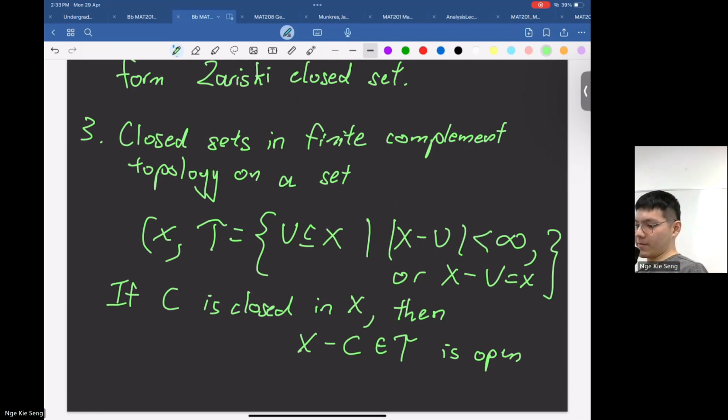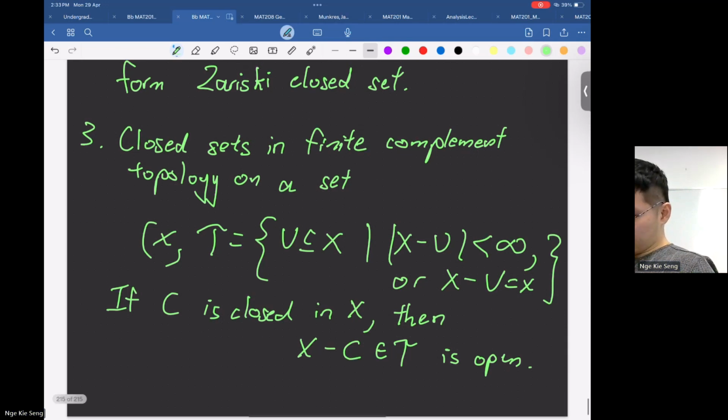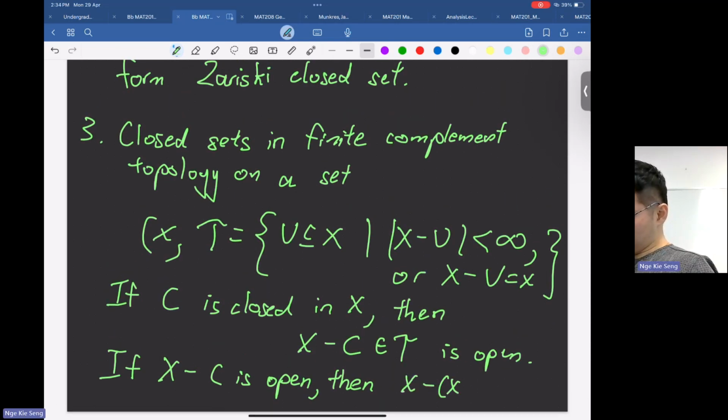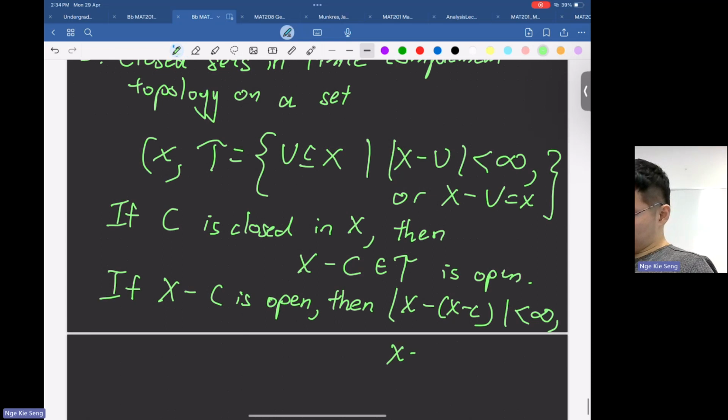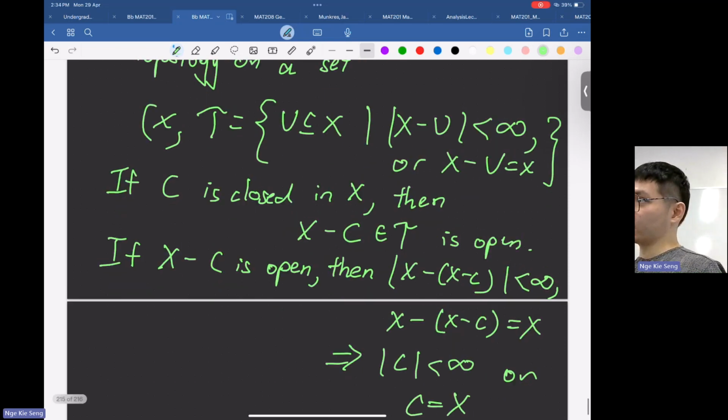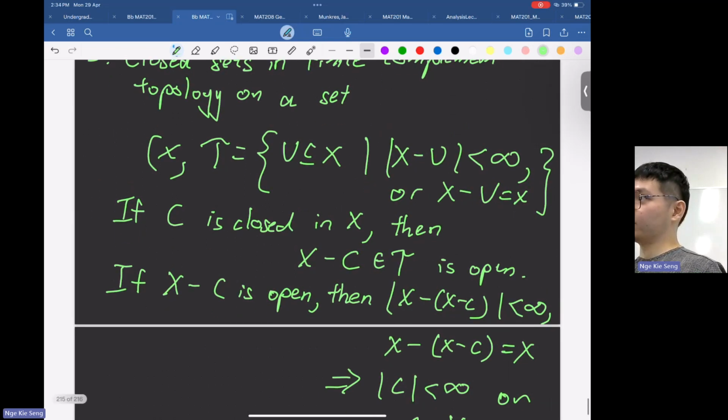But if X minus C is open, means what? Then the cardinality of X minus C should be finite, or X minus C is X. This implies the cardinality of C should be finite, or C is equal to X. So these are the closed sets in this finite complement topology. Does it make sense?